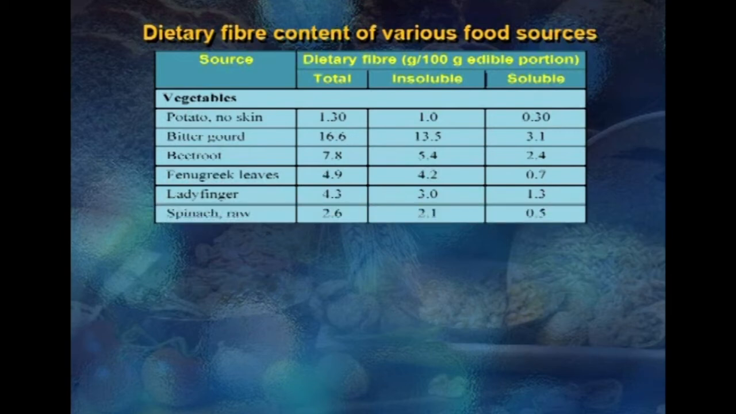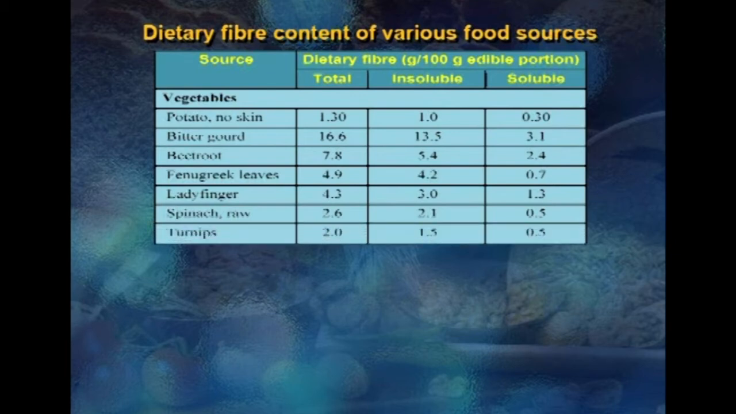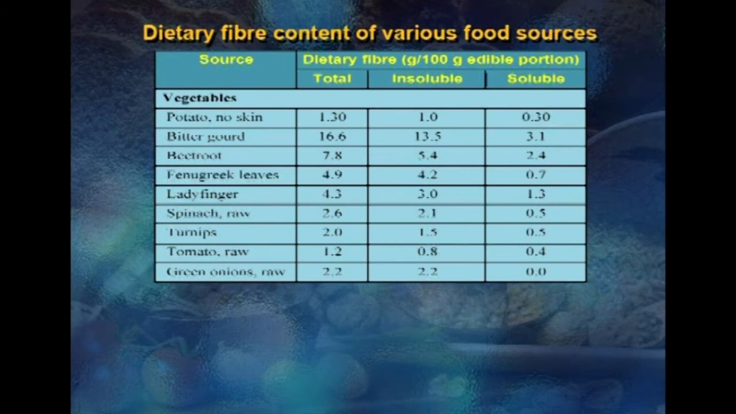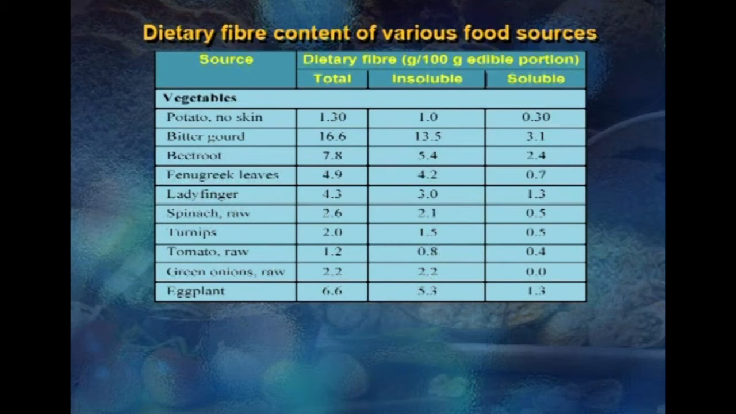We have a leafy vegetable, spinach, which is commonly consumed. It has 2.6 grams of dietary fiber, out of which 2.1 is insoluble and just 0.5 is soluble. We have other tubers like turnip with 2 grams of dietary fiber, raw tomatoes with 1.2 grams of fiber, raw green onions with 2.2 grams of dietary fiber, out of which the entire 2.2 grams is insoluble in the raw green onions. We have the other vegetables, eggplant, also called brinjal.